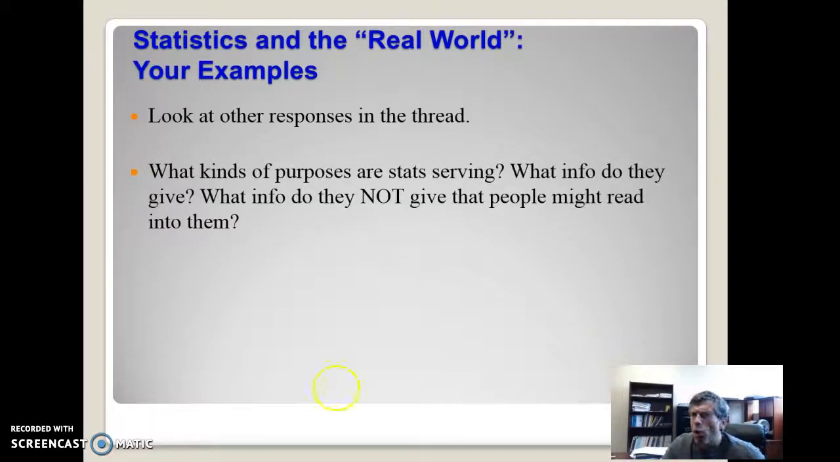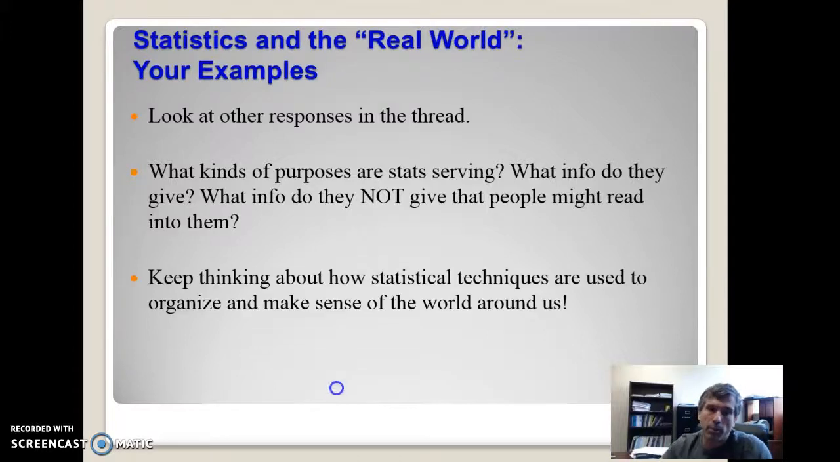Think a little bit about what stats are trying to do here. How are we using statistics to get information on these topics, and how does it streamline that process? What is it actually telling us? So what information do they provide? Also, you want to go a little deeper, think a little bit about what information those statistics are not providing, but that people still might be really inclined to interpret or to read into those examples.